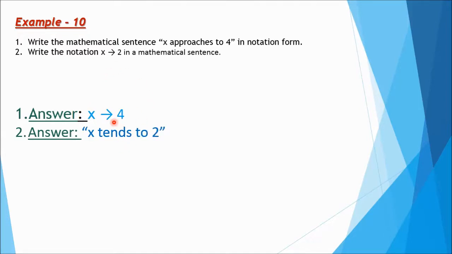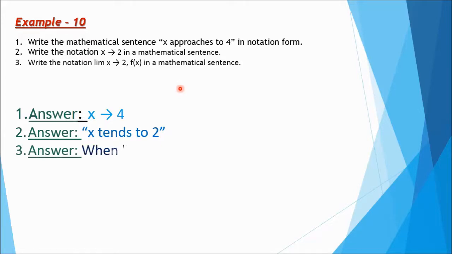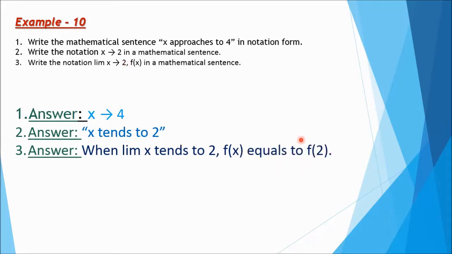Now question number 3. Write the notation limit x takes to 2 of f(x) in a mathematical sentence. You can see, when limit x tends to 2, f(x) equals f(2). Now this is the value of a. You have to understand x takes to a. Now it has some value too, isn't it? That will be f(x) equal to f(2).